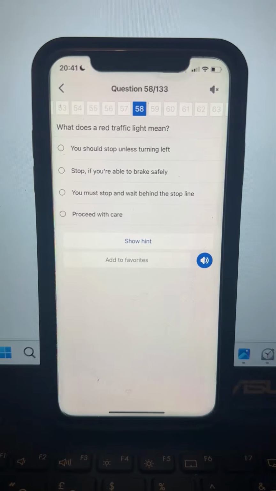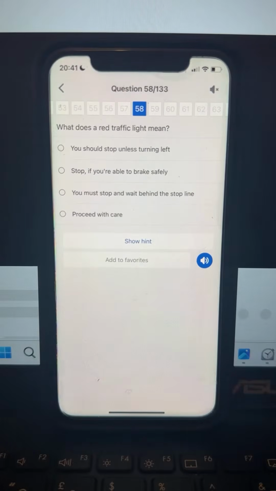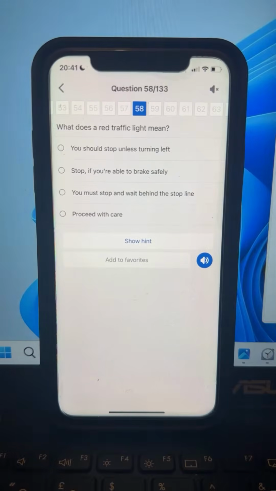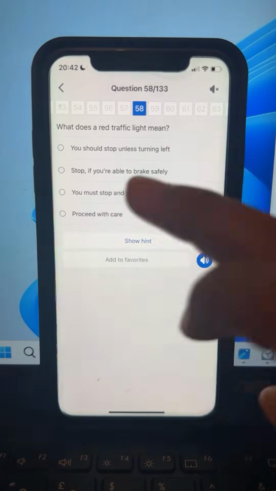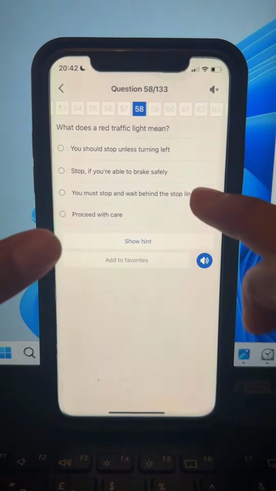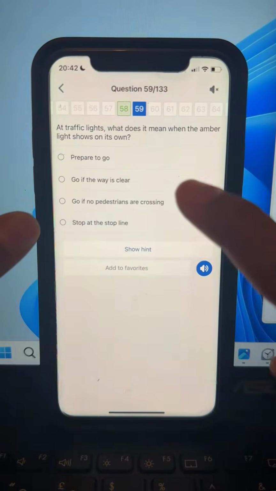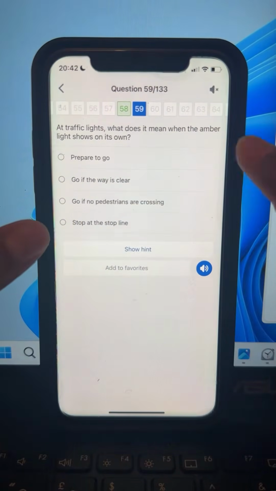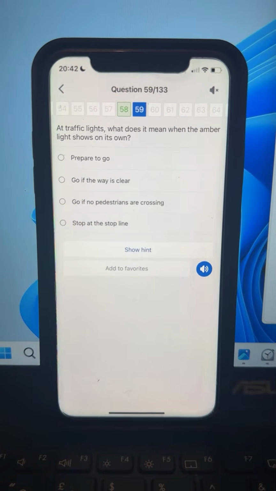Good. Red means stop and wait behind the stop line. Good. So, you must stop and wait behind the stop line. At a traffic light, what does it mean when the amber light is showing on its own?